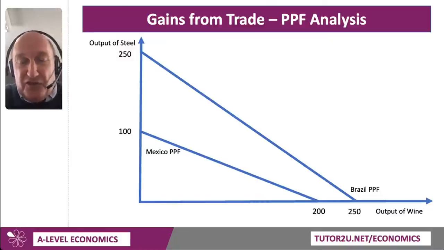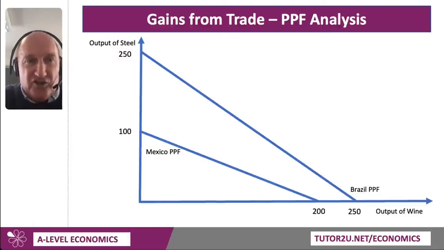So let me just work through this with you, if everybody can focus on the screen for a couple of minutes. We have two countries here, Mexico and Brazil, and they're producing steel and wine. Now, the PPFs here are straight lines because we're assuming constant returns. There's no diminishing returns. You'll see that Mexico has the absolute disadvantage. It can't produce as much steel or wine as Brazil. It's pretty close in wine, though. It's at 200 to 250, whereas it's 100 to 250 in terms of steel.